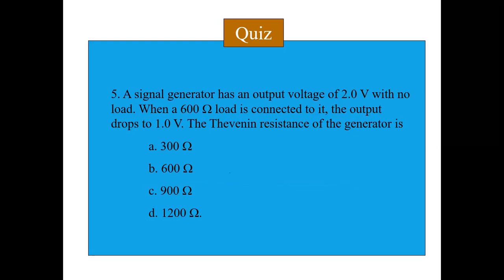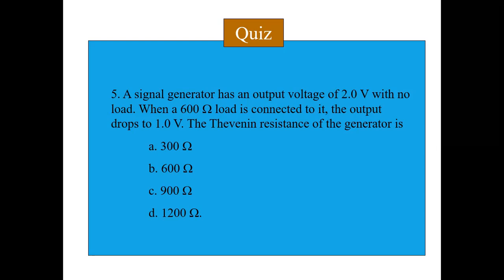So here a signal generator has an output voltage of 2 volt with no load. When a 600 ohm load is connected to it, the output voltage drops to 1 volt. Then the Thevenin resistance of the generator, or generally the circuit, the input supply is nothing but the 2 volt with no load, or here there is no load connected. Means here at a time it is acting as a short circuit.